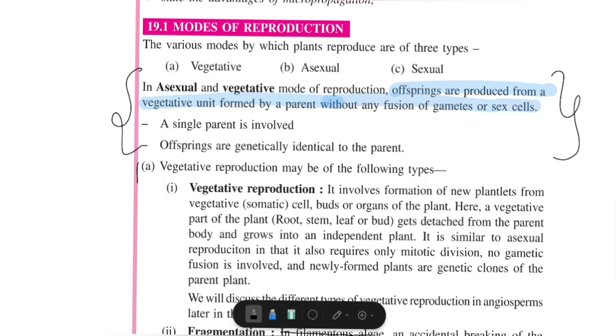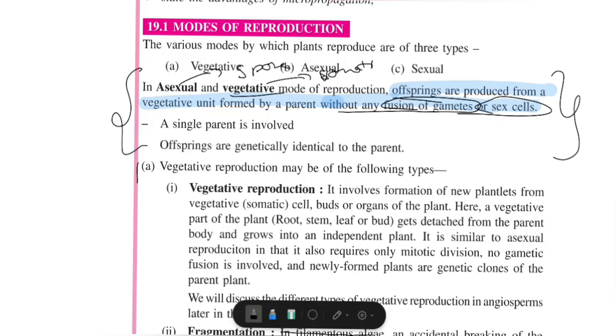Obviously, what did we learn in asexual reproduction? Spores are formed in one parent, right? And in vegetative reproduction, what did we learn? We learned that one part, which is a somatic part, cell or bud, any part of the parent plant, falls off and grows into a new plant. And it occurs without fusion of any gametes or sex cells. There is no formation of a zygote.